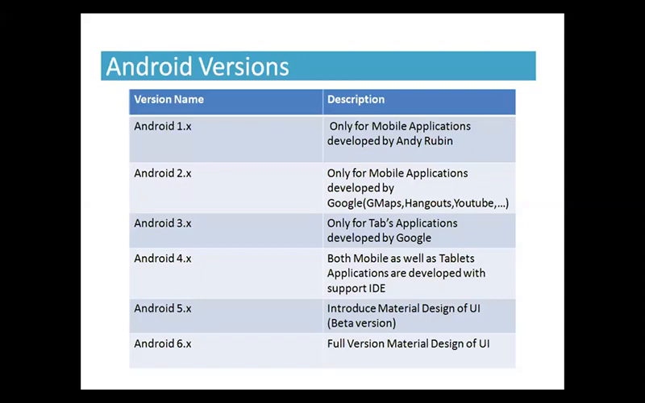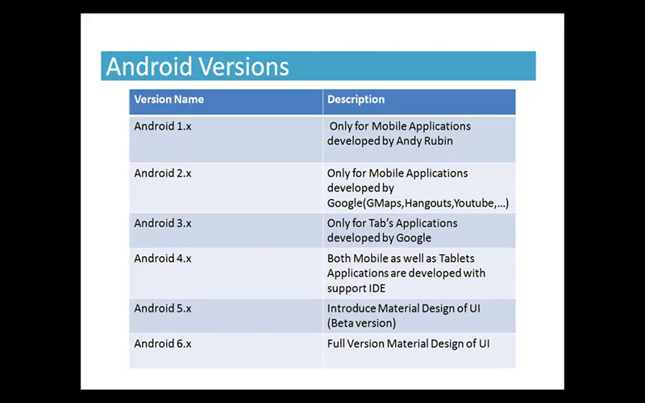So the Android people recognized the problem at that time and immediately launched a version called Android 4.x. In this version, Android people totally concentrated on both mobile as well as tablet in a single environment, that is, an IDE. So in the 4.x version, Android people introduced an IDE. In that IDE, we can develop applications for both mobile as well as tablet.